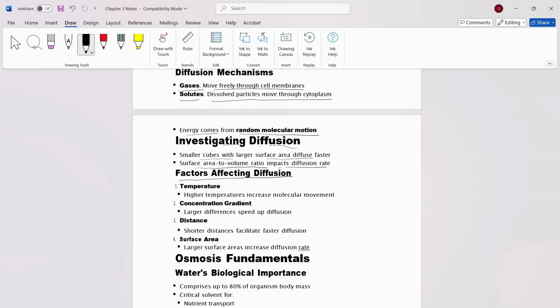Factors affecting diffusion: number 1, temperature. Higher temperature increases molecular movement. Concentration gradient, larger differences speed up diffusion. Distance, shorter distances facilitate faster diffusion. Surface area, larger surface areas increase diffusion rate.